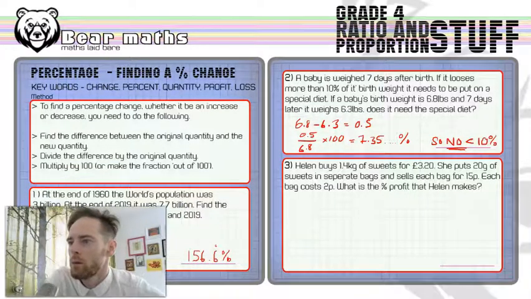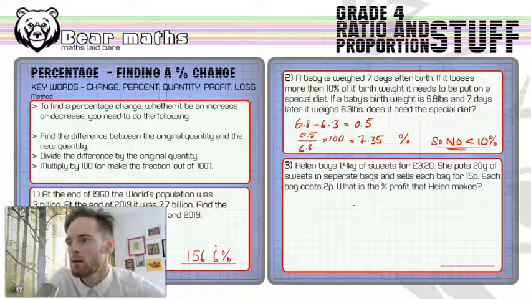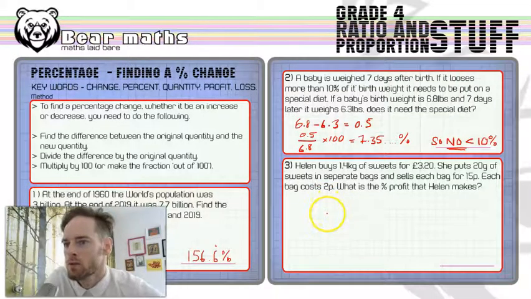Helen buys 1.4 kilograms of sweets for £3.20. She puts 20 grams of sweets in separate bags and sells each bag for 15p. Each bag costs 2p. What's the percentage profit that Helen makes? So there's a few things we need to do in this question. Some conversions and some calculations with the money.